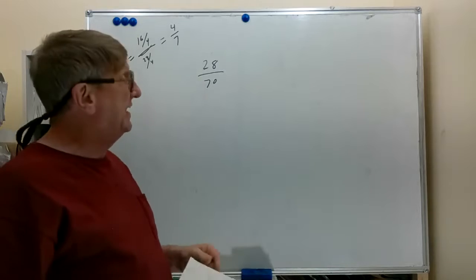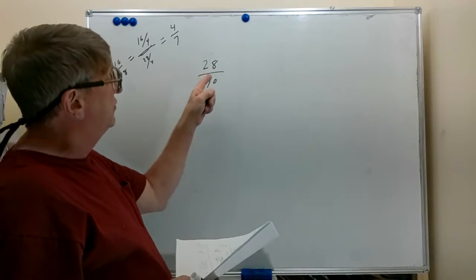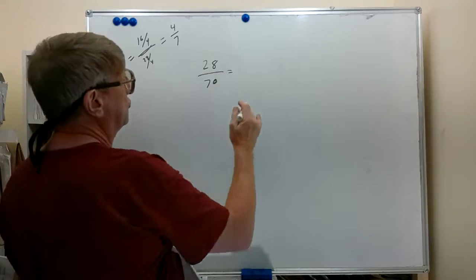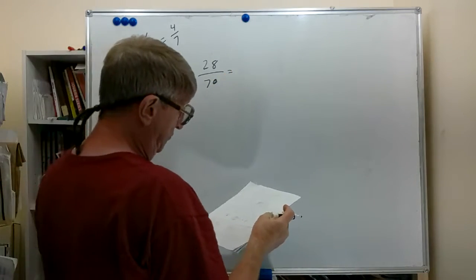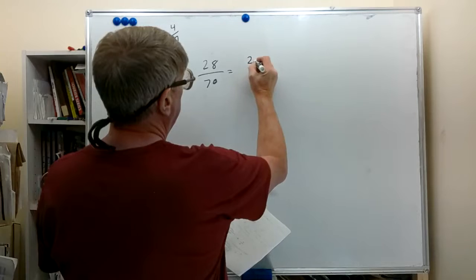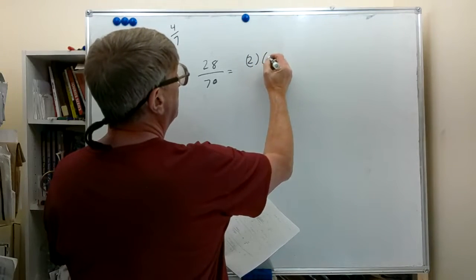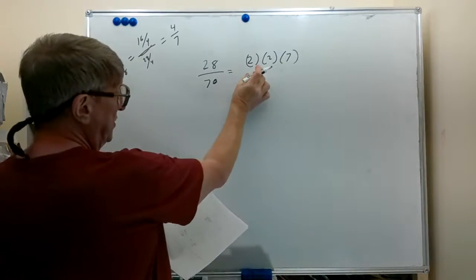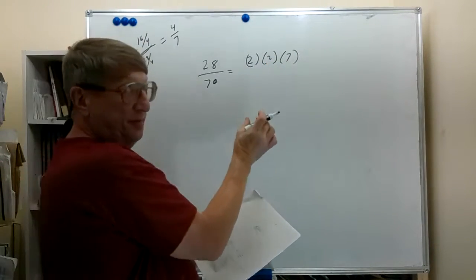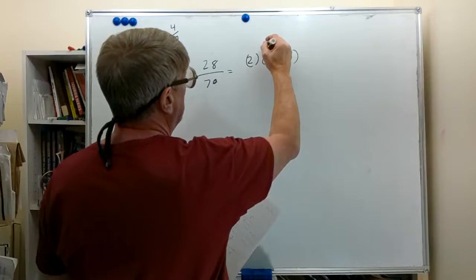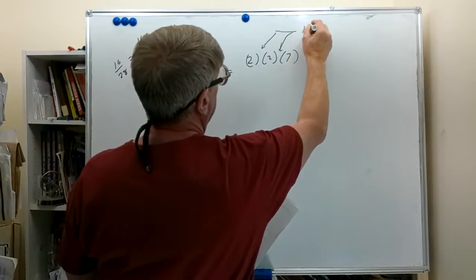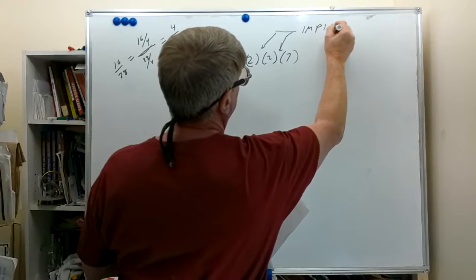Another way to do that is factor each of these numbers into smallest possible factors. Well, 28 will factor into 2 times, and I'm just going to put these in parentheses because numbers in parentheses pushed up to each other like that, this is an implied multiplication.